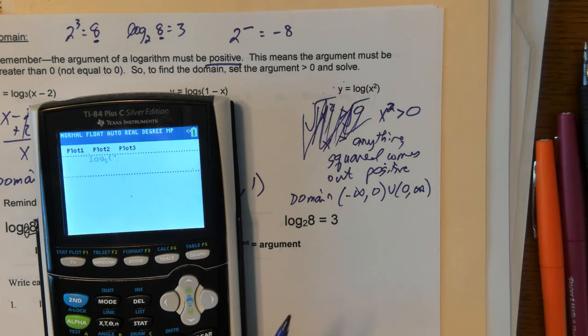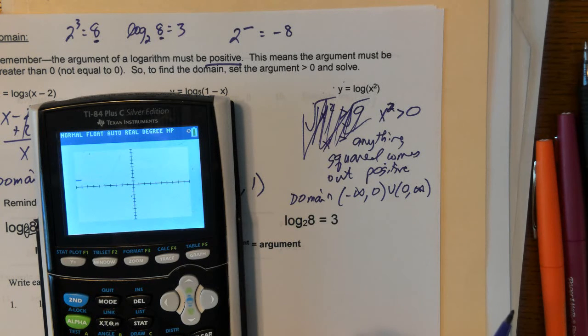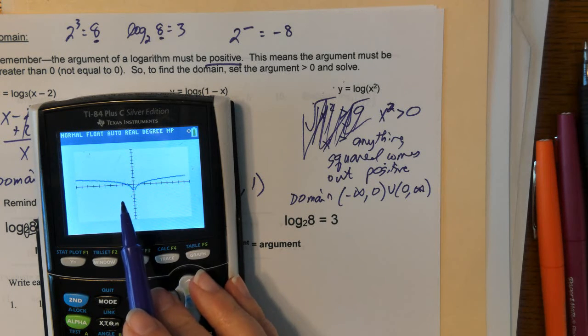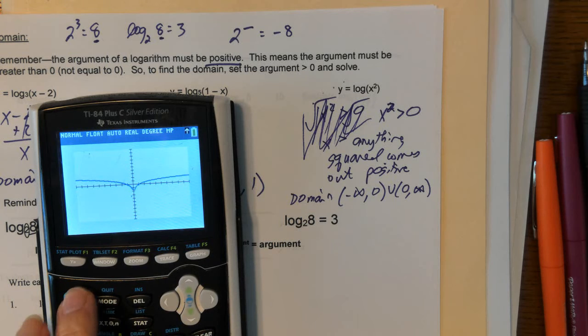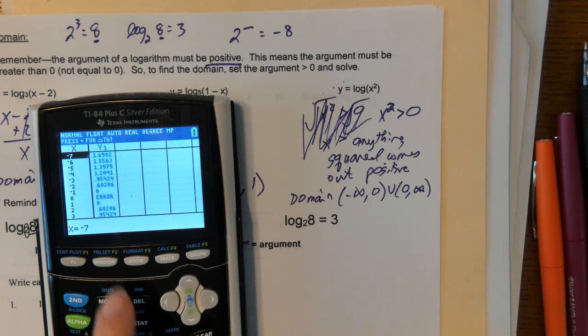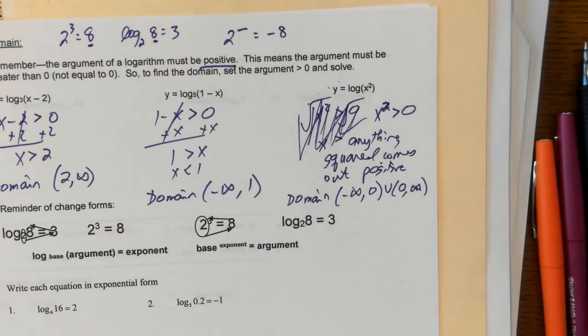If you look at that graph, this one looks interesting. My base is 10, so I can hit the regular log button, x squared, and when I graph it, there's our picture. And it's kind of hard to tell that it doesn't exist at 0, but if you look at the table, when x is 0, it says error. So that's why 0 was the only number it couldn't be.